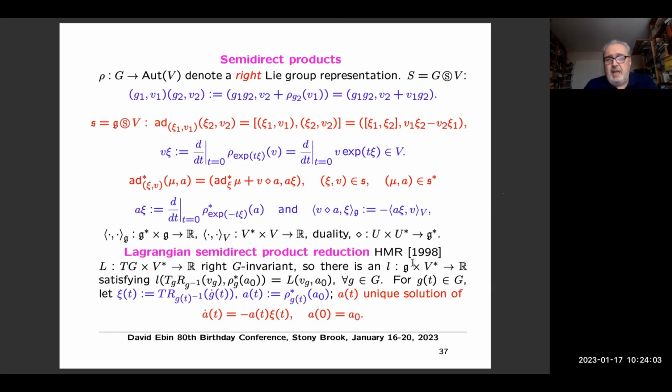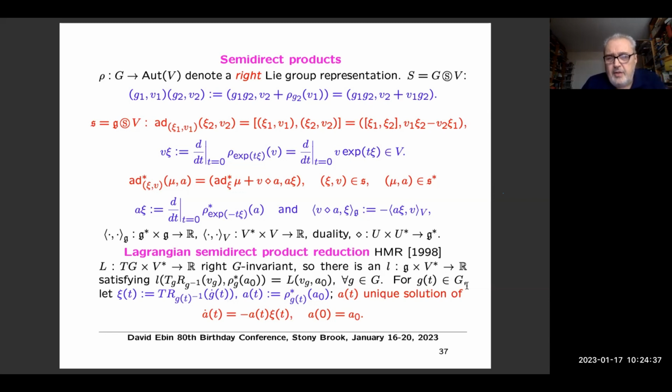So the Lagrangian semi-direct product goes like this. I give you a Lagrangian that depends on parameters, V star. For example, the initial density in fluids, the gravitational pull for the heavy top, the magnetic field for MHD, etc. So there is an L from the Lie algebra cross V star into R, which is obtained by simply acting with a group. Here you act by right translation to the identity, and here you use a contragradient representation, the obvious thing.